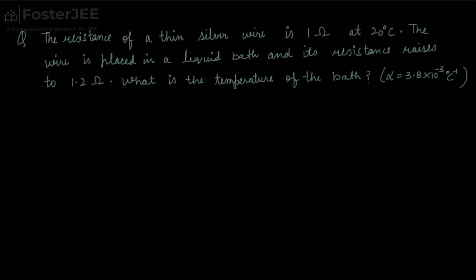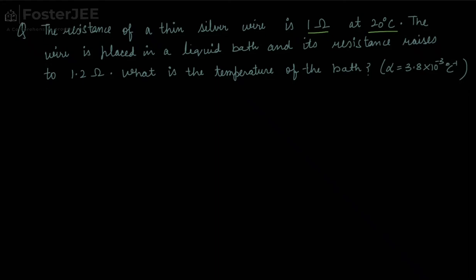Now let's quickly apply this concept through a problem. The question says the resistance of a thin silver wire is 1 ohm at 20 degrees Celsius. The wire is placed in a liquid bath and its resistance increases to 1.2 ohm. What is the temperature of the bath? Since here the resistance is being changed because of the change in temperature, we use R equals R naught times (1 plus alpha delta theta).